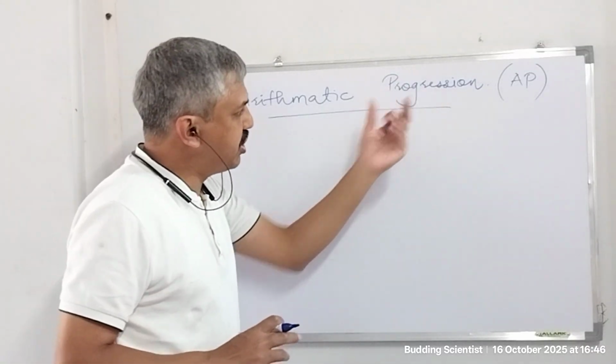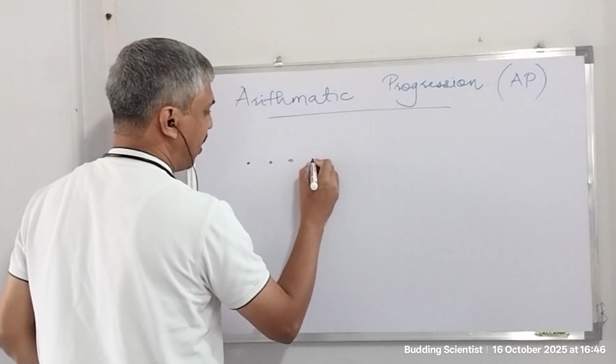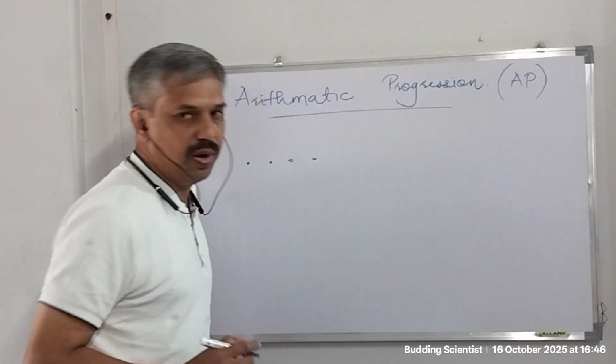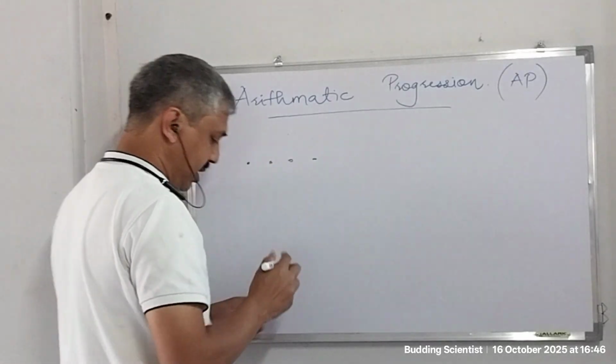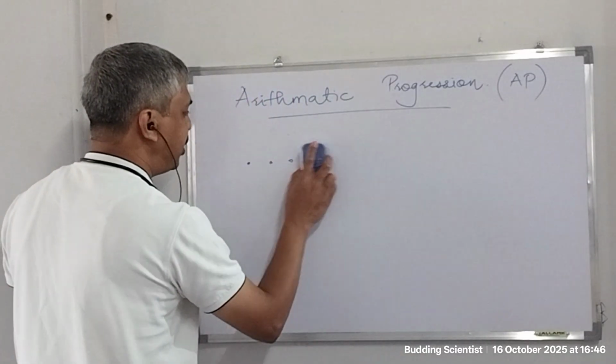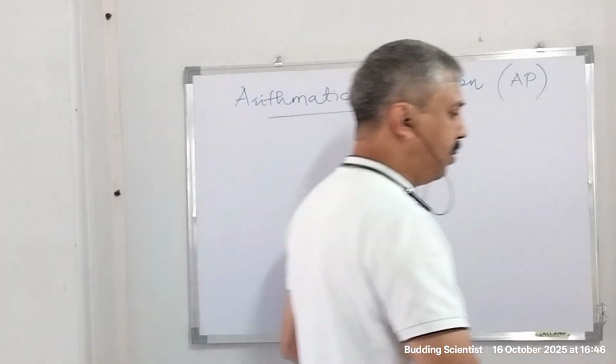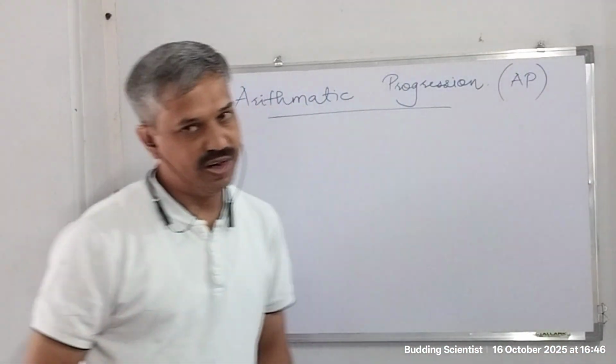The word progression means that something is progressing. So this value, this value, this value, it is in progression all the time. But the progression is arithmetic, and by arithmetic we mean that there is either addition or subtraction, simple arithmetic operation. It is not progressing by multiplication or by division.